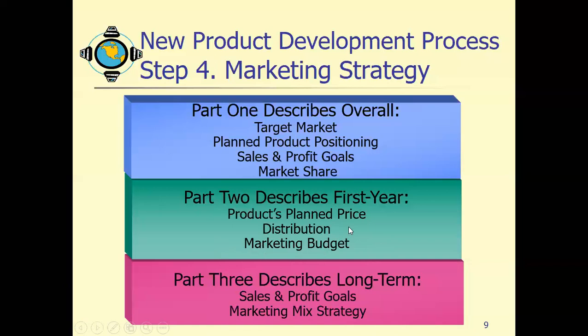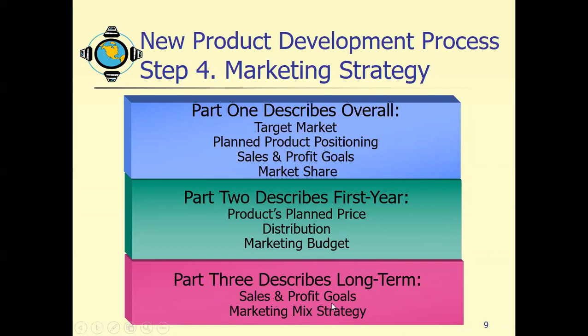And in the second phase of marketing strategy, you have to set your marketing budget for the first year. Marketing budget may be promotional budget, distribution budget, or any other budgets, particularly advertising budget, operational budget. So you have to prepare a budget for the first year. And then part 3 of the marketing strategy describes long-term sales and profit goals.